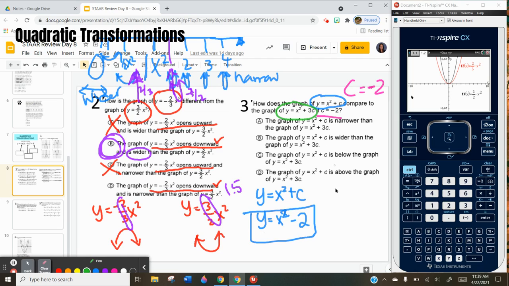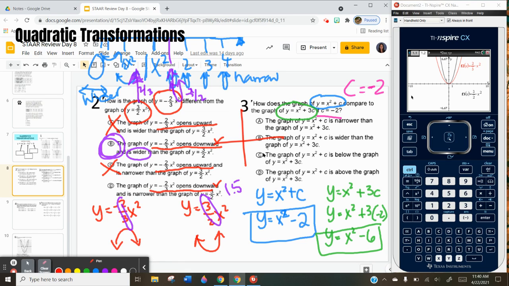The next equation tells us to use y equals x squared plus 3c. So this time, again, we're going to plug in our c, but it's going to be 3 times your c, which is -2. So this equation is going to be y equals x squared minus 6. So here I have my two equations and they are both quadratics. If I were to graph both of these on a coordinate plane, I would start with the first one, which is x squared minus 2.